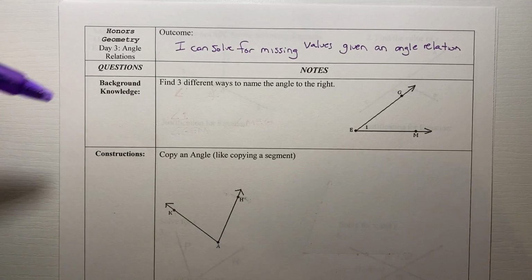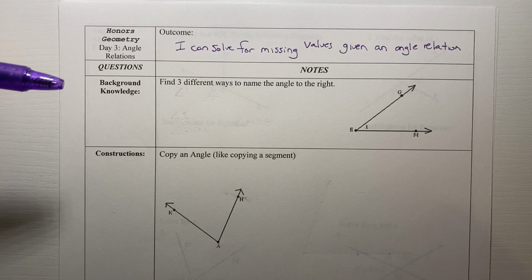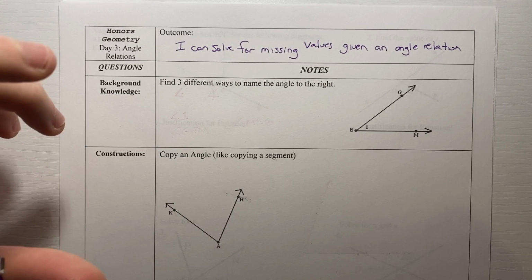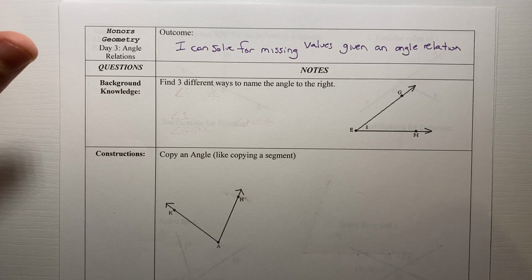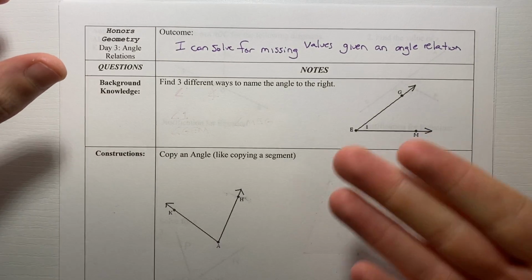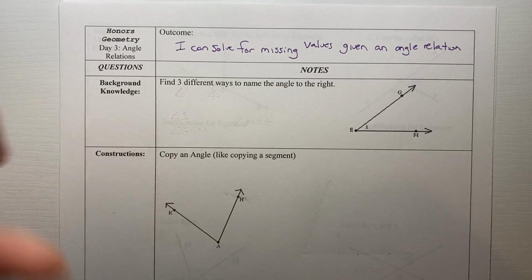Okay, so first, a little background knowledge here. It wants us to find 3 different ways to name an angle. Just like the first couple of days of class, it's super important when we're working in geometry that we properly name things, whether it's a line segment or a line or a ray, all the way up to an angle. So we're going to find 3 different ways to name this angle.